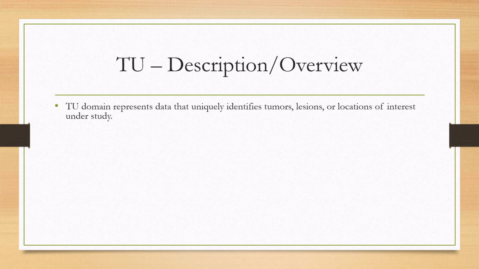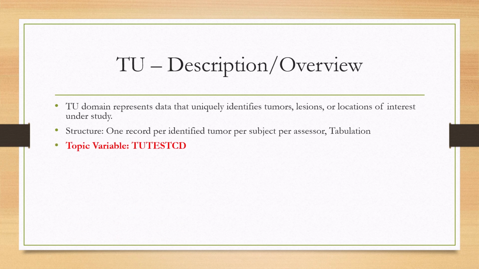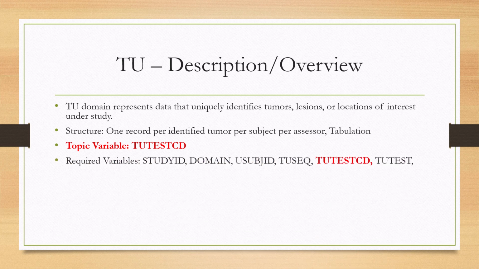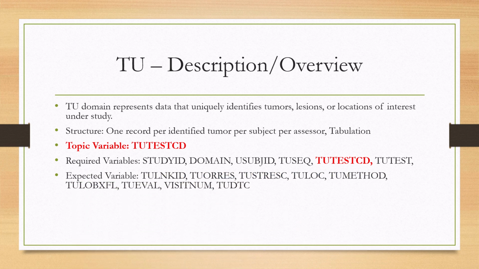While creating a record in the TU domain, we should have a unique tumor ID value, the anatomical location of the tumor, the method used to identify the tumor, the role of the individual who is identifying the tumor, and the timing information. The structure of this domain is one record per identified tumor per subject per assessor. The topic variable is TUTESTCD. The required variables are STUDYID, DOMAIN, USUBJID, TUSEQ, TUTESTCD, and TUTEST.